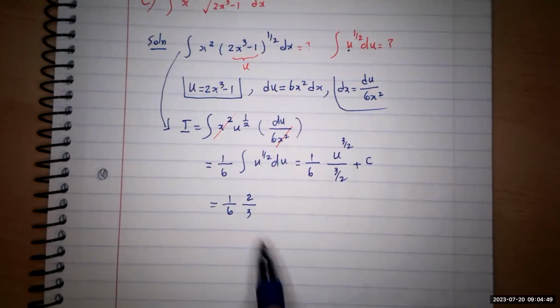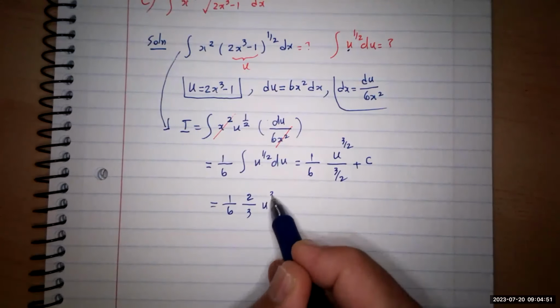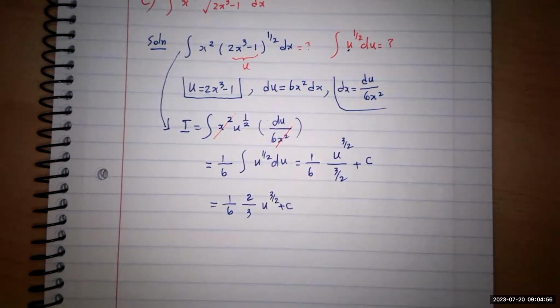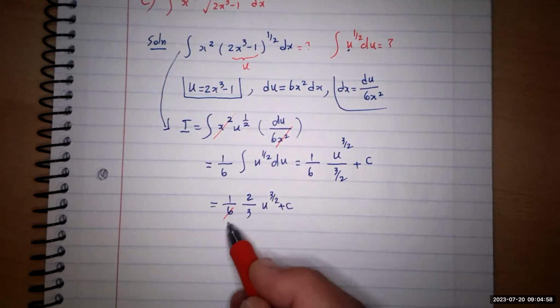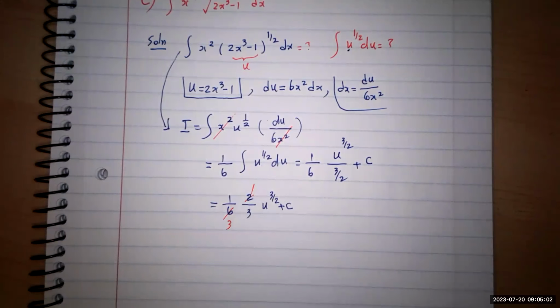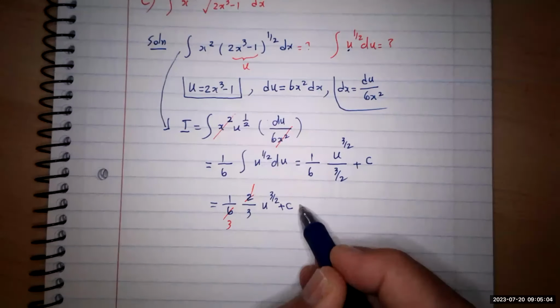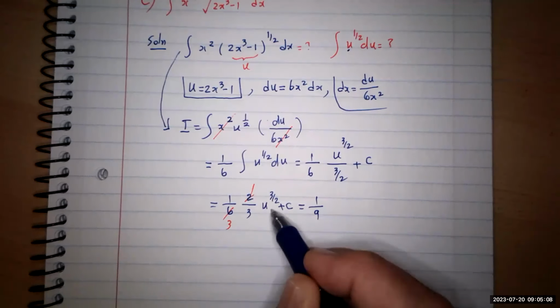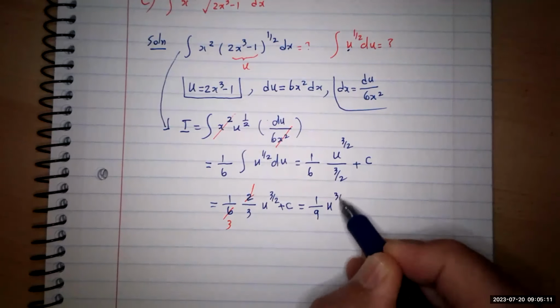Okay, 2/3, and this is u to the 3/2 plus c. You get a chance to simplify this: 2 and 6, so that gave you 3, that gave you 1. The top would be 1, the bottom one would be 1/9. So this is going to be equal to 1/9, and then u to the 3/2 plus c.